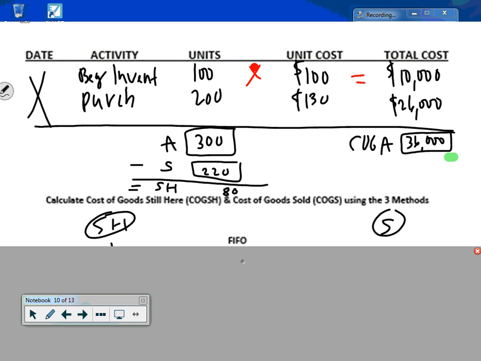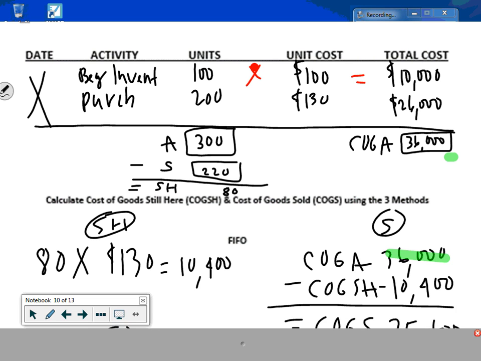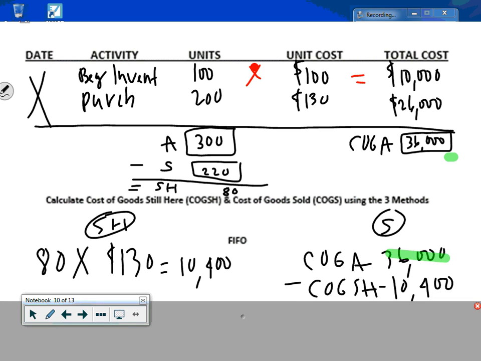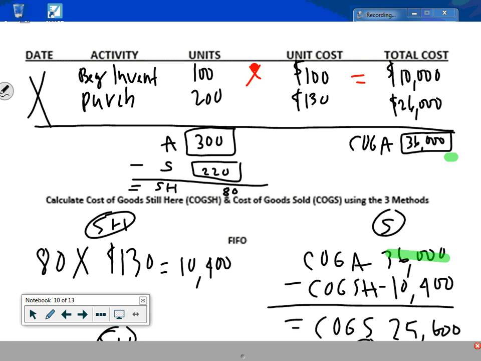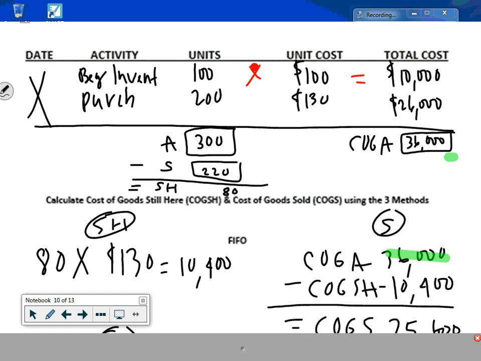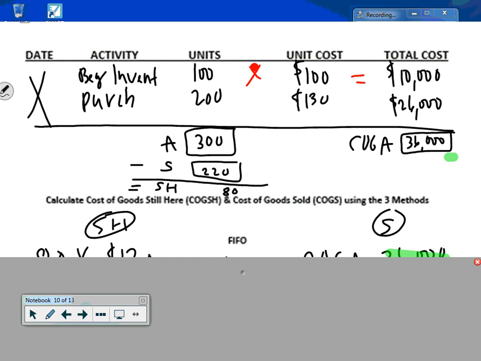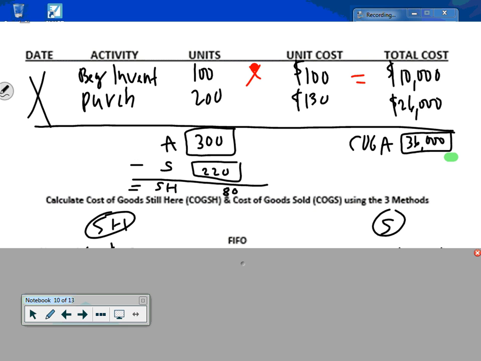And then you roll over here to S. Remember, I like to do this: cost of goods available minus cost of goods sold equals cost of goods sold, because that's the teacher brain in here. If you can calculate all that without even showing your math, awesome.